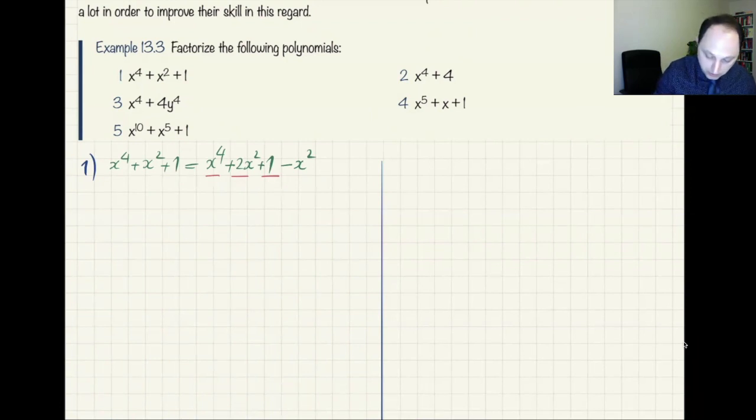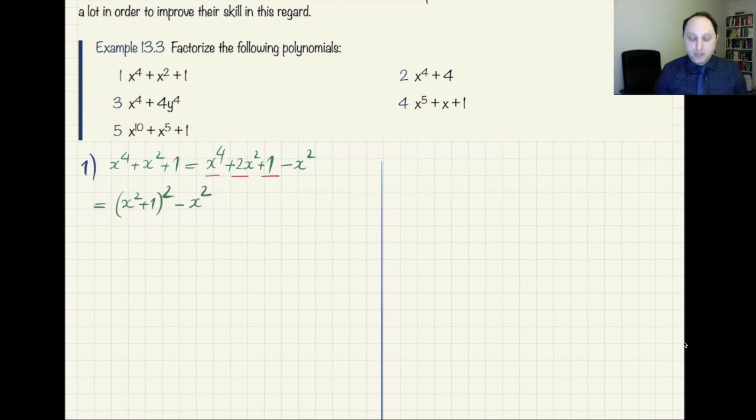So what can I do? I can immediately write it as x to the 2 plus 1 totally to the power of 2. Let us double check. The first one to the 2 will give me x to the 4. 2 times the first one times the second one will give me 2x squared, and finally the second one to the power of 2 will give me 1. And then I have an extra negative x squared, so I will write it down here.